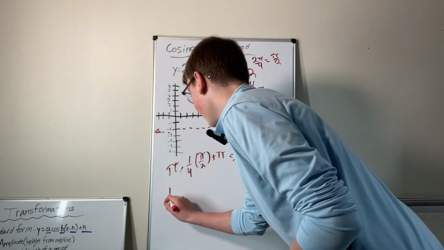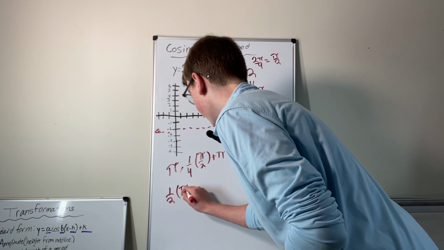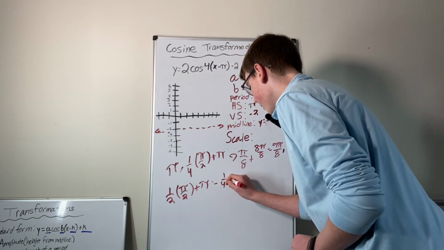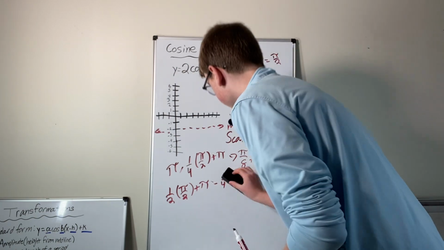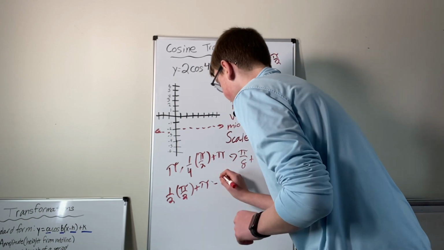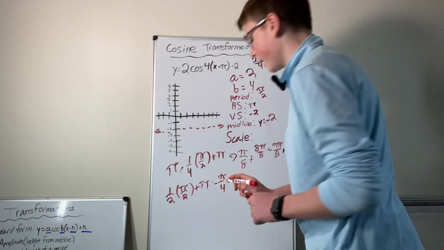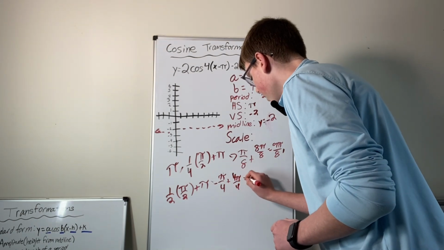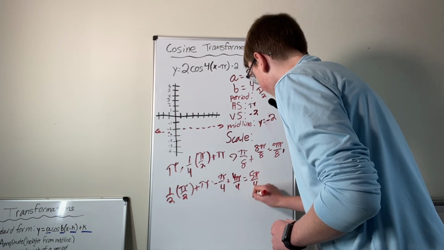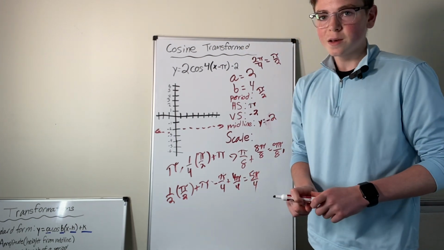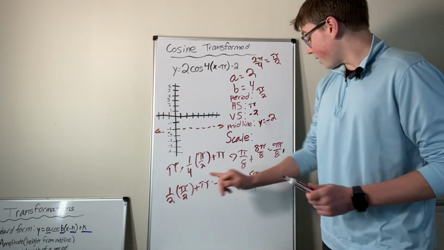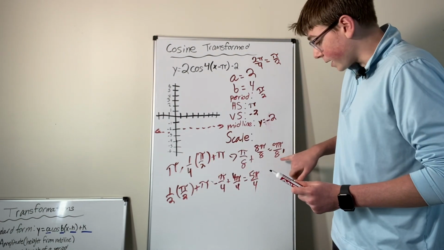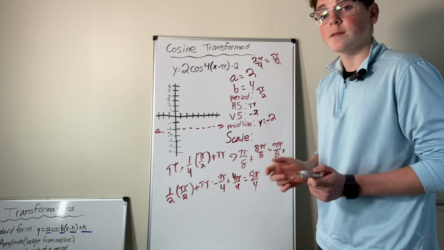Then let's go 1/2 times the period. So 1/2 times pi over 2 plus pi. I don't like writing it like that. Let's do pi over 4 plus pi. But pi is really 4 pi over 4 when we get a common denominator, so that would equal 5 pi over 4. If you see what we're doing here, we have pi, then 9 pi over 8, then 5 pi over 4. This is really 8 pi over 8, 9 pi over 8, 10 pi over 8. We're adding pi over 8 each time.